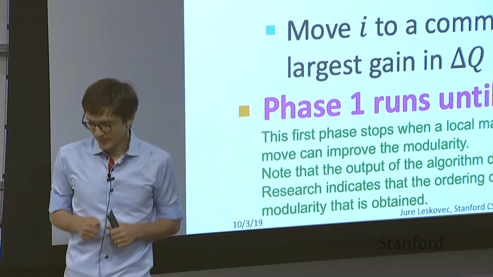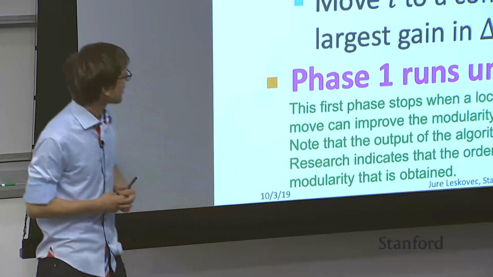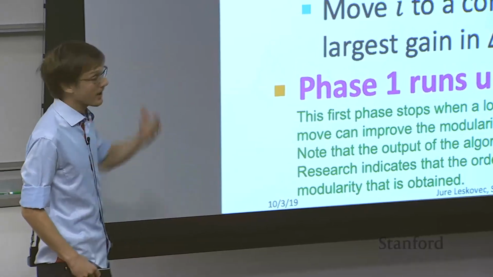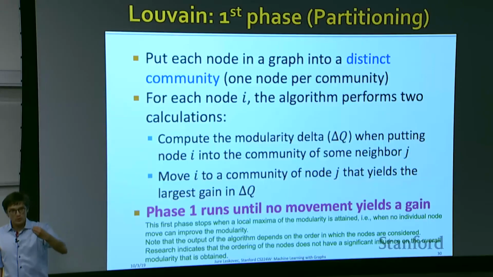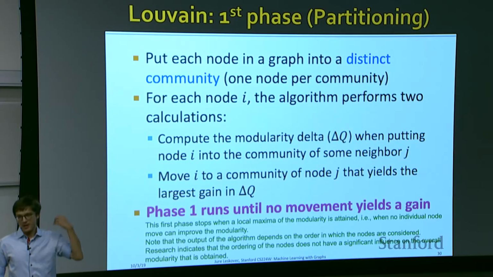All right, good. So back to our algorithm, phase 1, partitioning. What happens? Here we start with every node belonging to a distinct community. So every node will say, I'm my own group, I'm my own community.